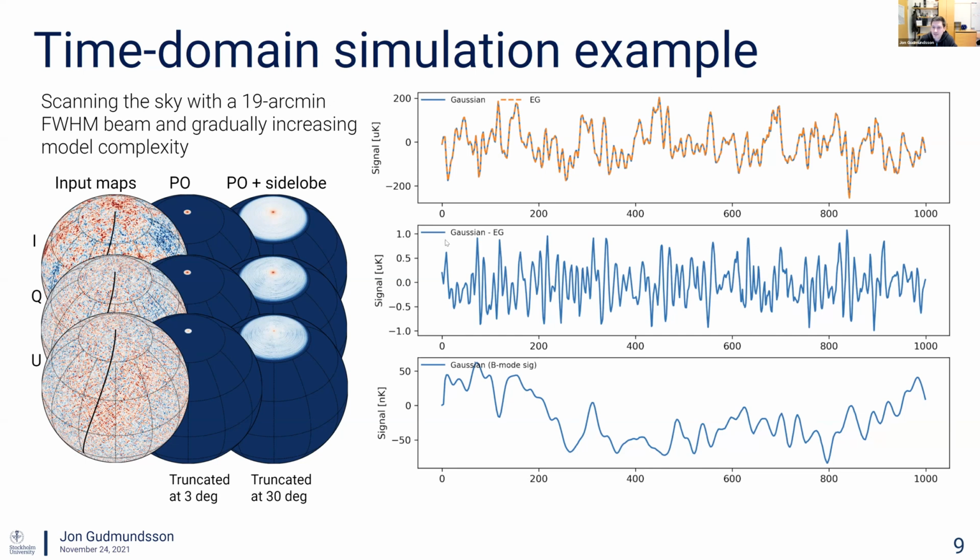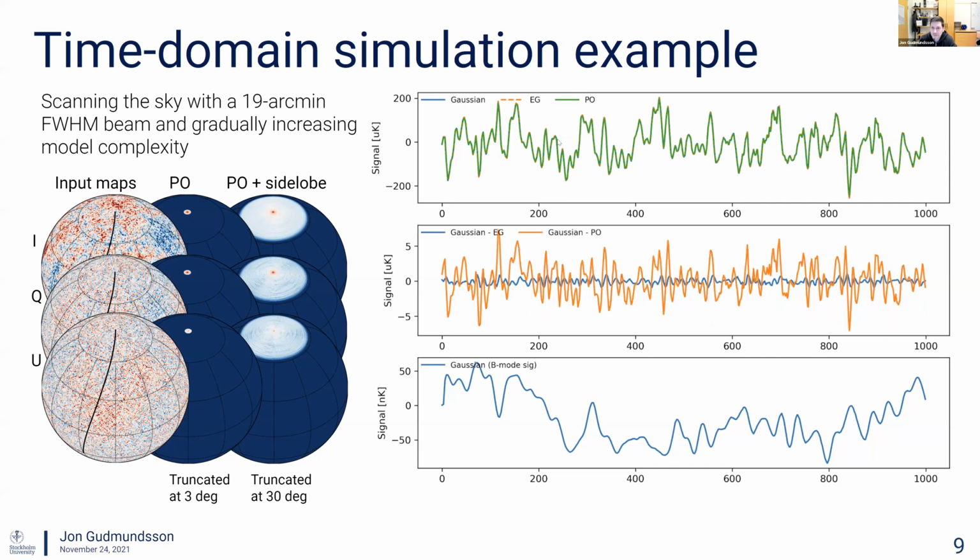You can't really see the difference until you difference the time streams, and then you're left with something that is roughly 500 nanokelvin RMS. So it's a factor of 10 times greater than the signal from a primordial gravitational wave background. This is what I refer to as a PO beam, which essentially stands for physical optics. So this is sort of a more complex model of what the beam for this fiducial two-lens system looks like.